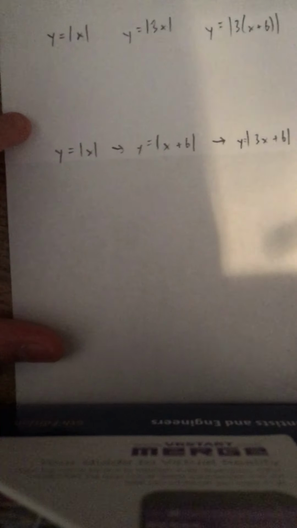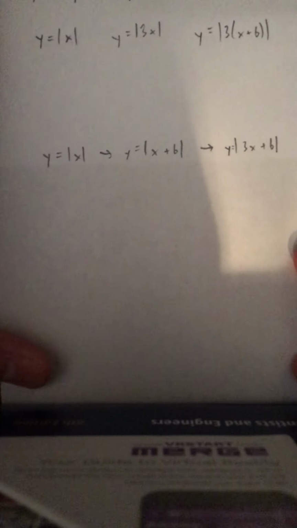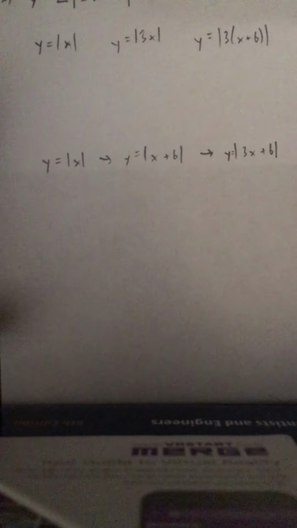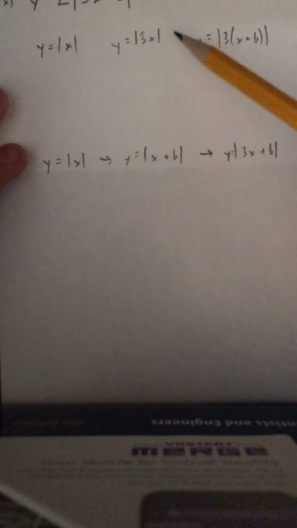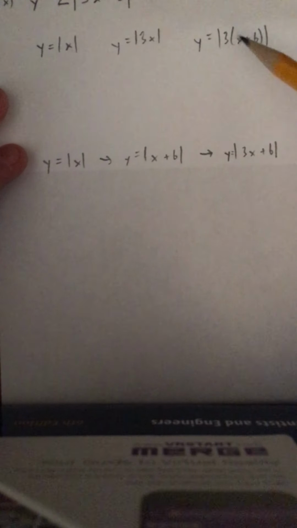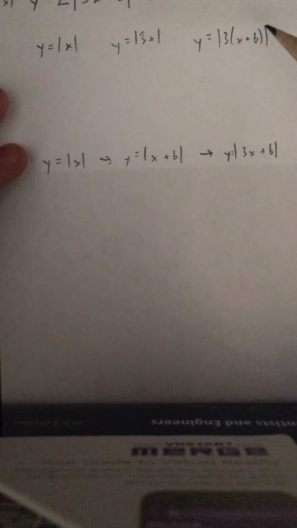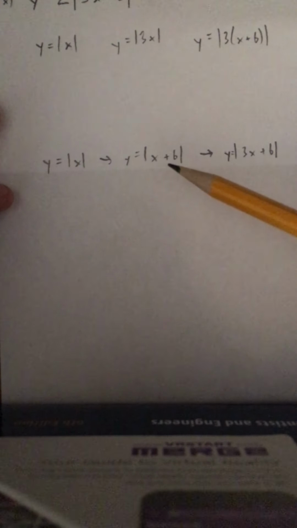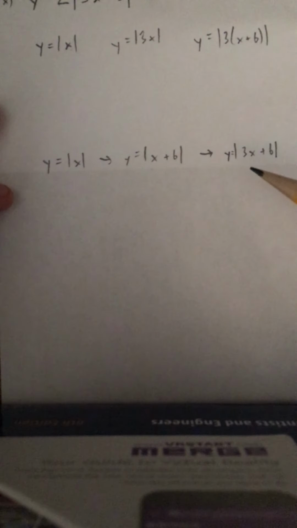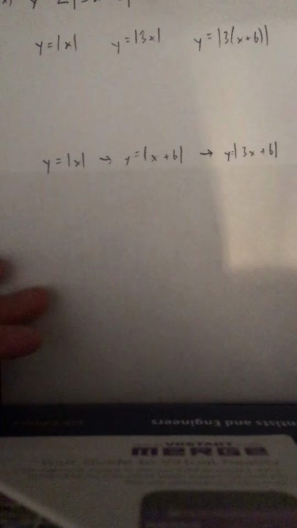Okay? What this shows us here is that even though this does the same transformations, the order matters. Here, if I do the multiplying by 3 and then do the adding 6, I get a totally different function, not the function I want. I have to do it this way. I have to replace the x with x plus 6, and then I have to replace the x with 3x. All right, now let's keep going here.